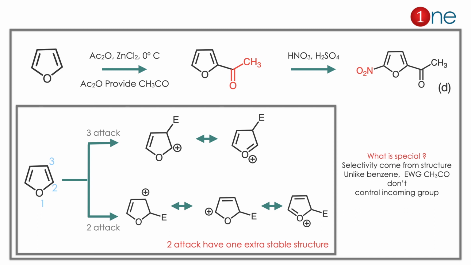Here you have to learn two important things. In furan, electrophilic substitution always happens at the second position. The second thing is that in furan the substituted group doesn't direct the incoming group. Attack always happens at the second position irrespective of the substituent.